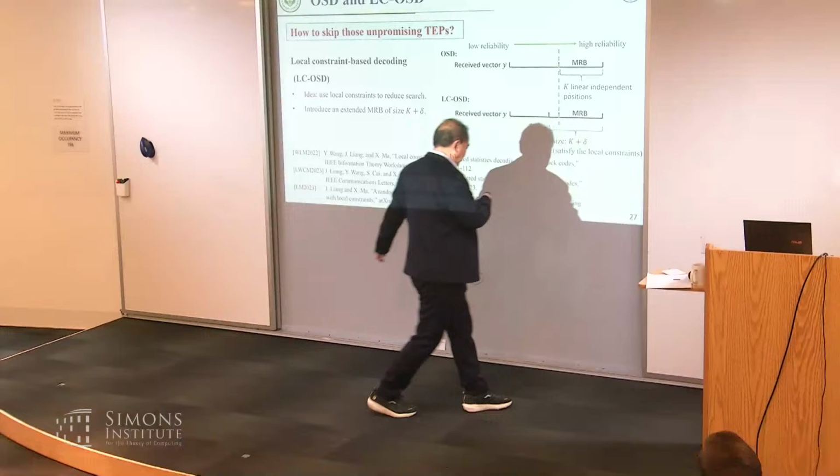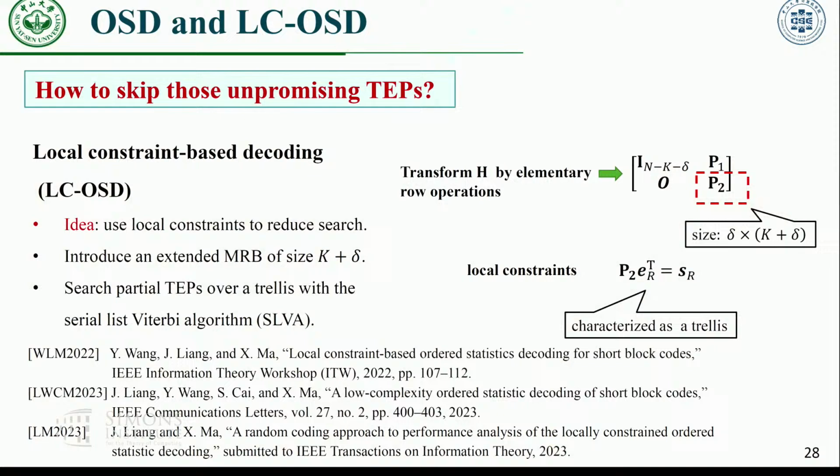So we search partial TEPs over a trellis that specify the constraint. Here we have a Gaussian elimination to transform the matrix into a semi-systematic code form. Then the partial TEP must satisfy this equation. This can be represented by a trellis.